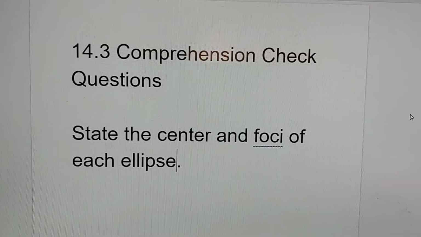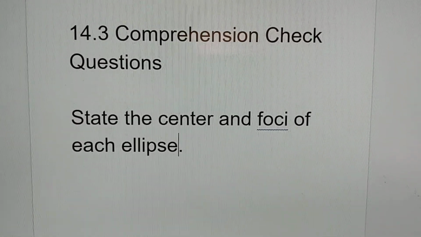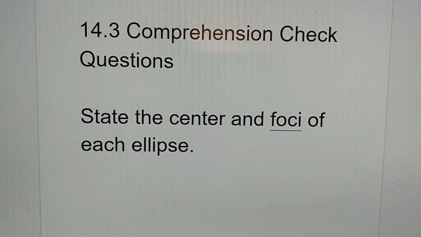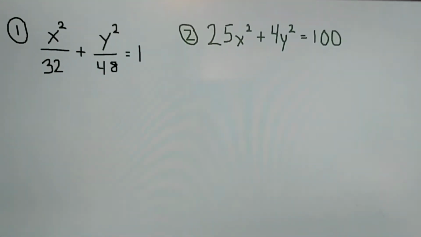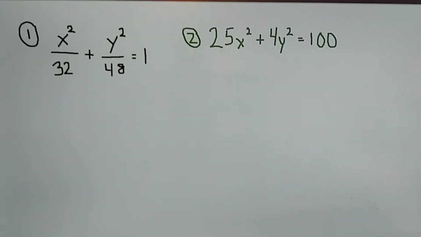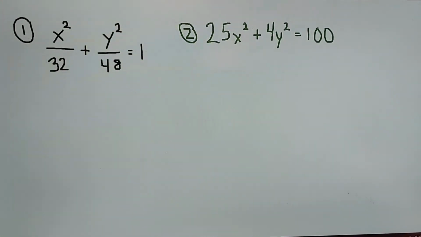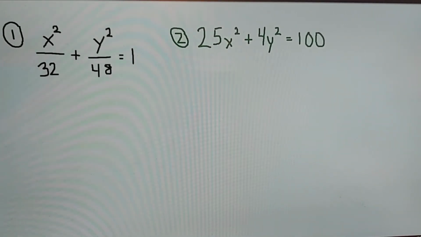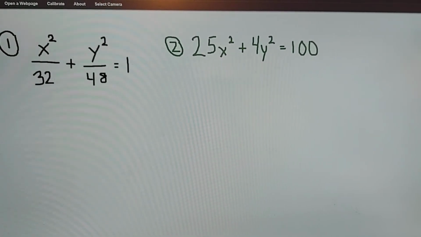All right, let me give you your comprehension check questions. There are only 3 comprehension check questions this time. For the first 2, I'd like you to state both the center and the foci of each ellipse. These are the 2 equations for number 1 and number 2. X squared over 32 plus y squared over 48 equals 1. That one's in a friendly form. Hopefully you spot right away that a squared is the larger number. Look which variable it's hanging out with. It'll tell you what your ellipse is going to look like.